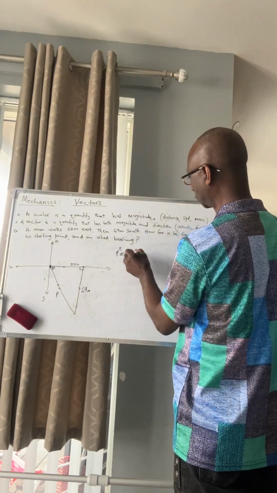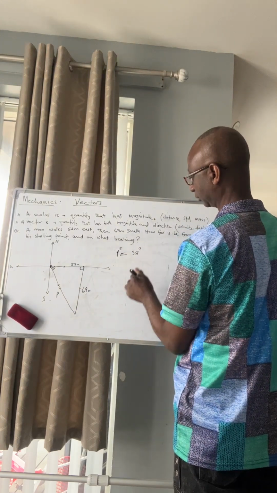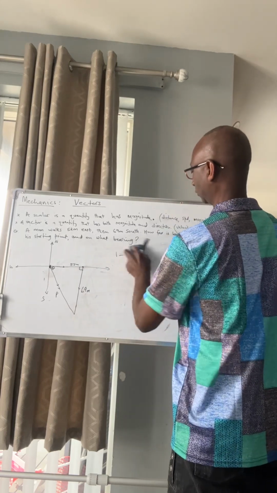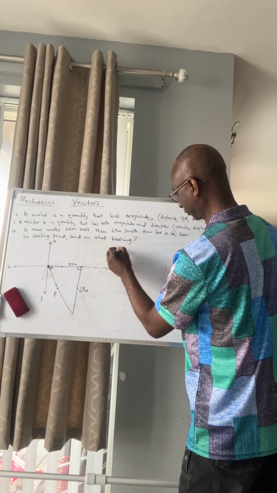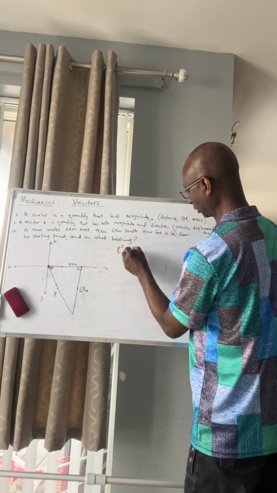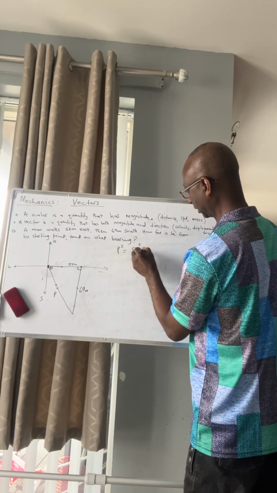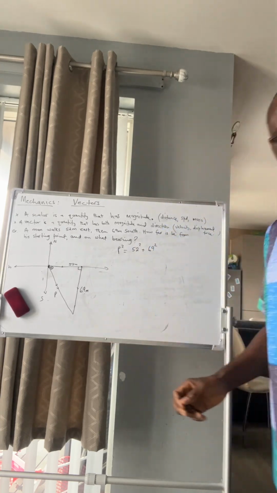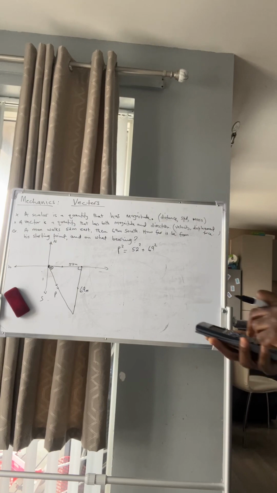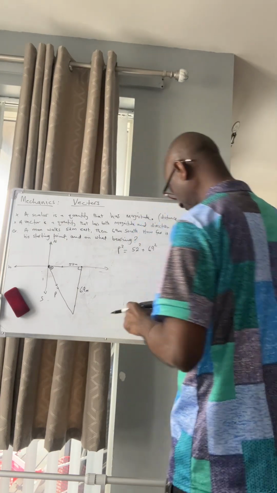We have 52 squared. I'll write it like this. We are using Pythagoras theorem, yeah? We now have P squared equal to 52 squared plus 69 squared. Let's use a calculator to evaluate those values.